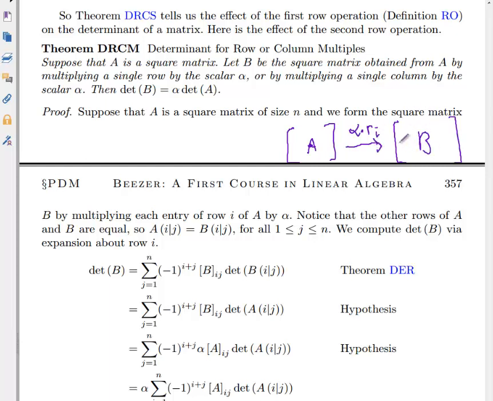Everything's going to be the same except for the ith row. And it turns out that the determinant of that matrix B is going to be alpha times the determinant of A. So if I multiply a single row, not all the entries, but a single row of A by the constant alpha, that will multiply the entire determinant by alpha. And the way you can prove that is simply row expand on row i. Then every term will be multiplied by alpha, which means the entire determinant is multiplied by alpha.